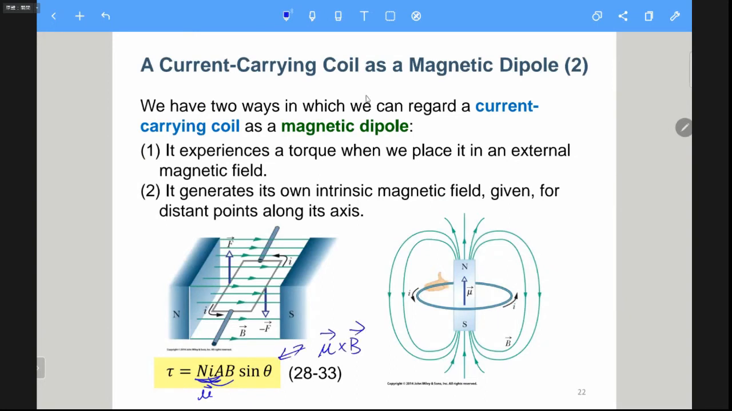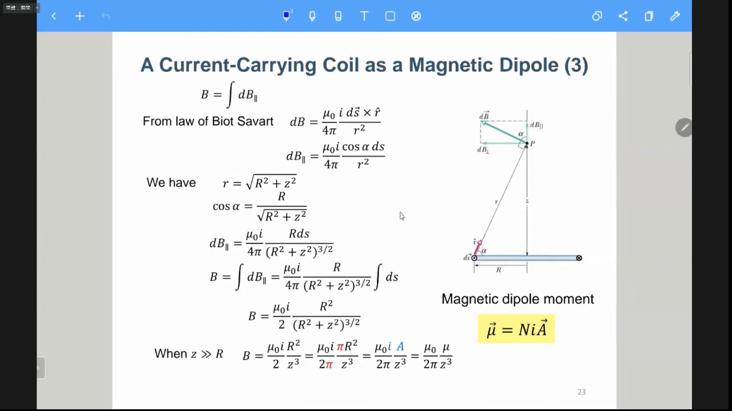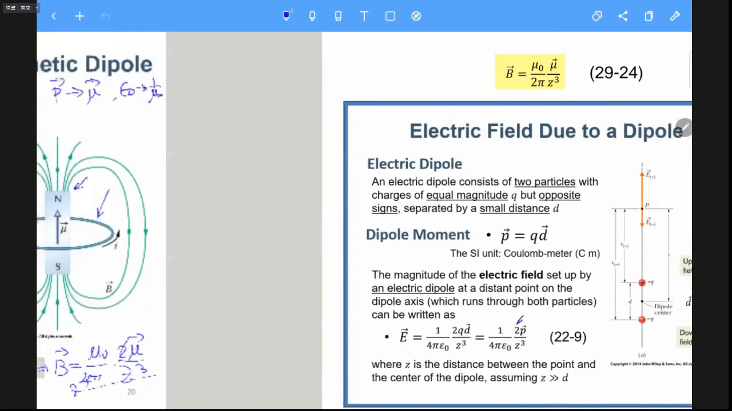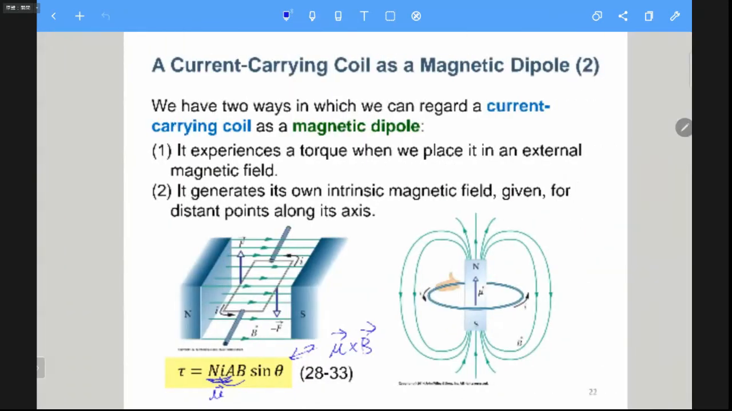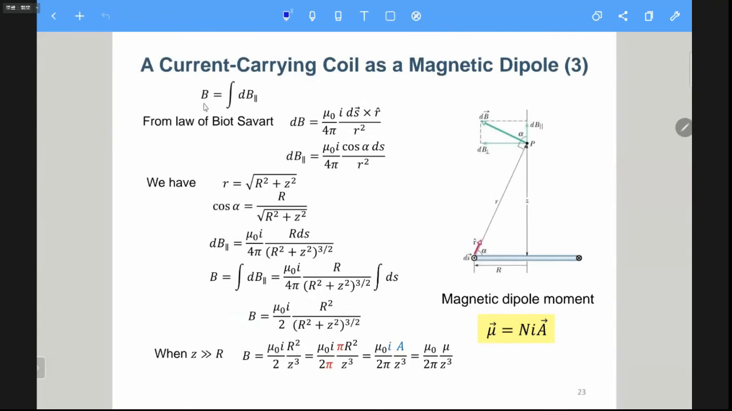Actually, we have talked about it before. So it generates its own intrinsic magnetic field given for a distant point along its axis. Yeah. So from the magnetic point of view, this loop and the magnetic bar are actually the same. So here is a simple derivation. This is not rigorous in the mathematical sense, but yeah, actually there is something like that. If you need to consider it rigorously, you need to use the Biot-Savart law to derive the whole equation.